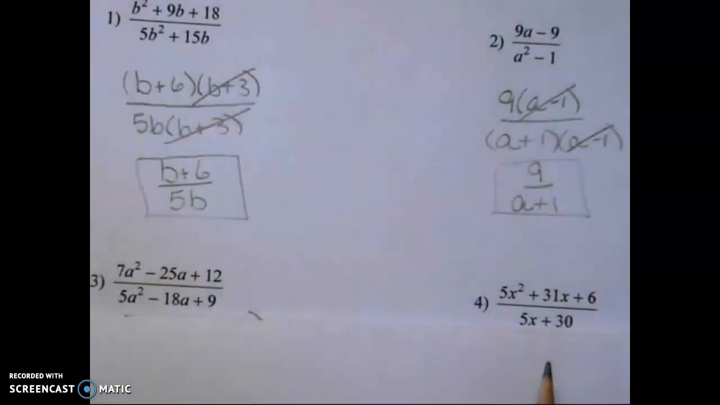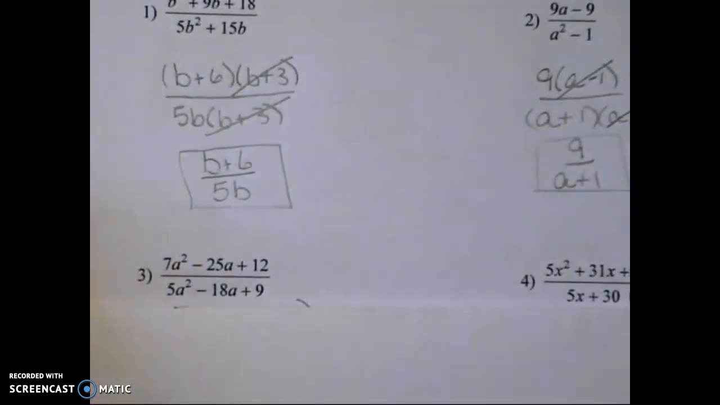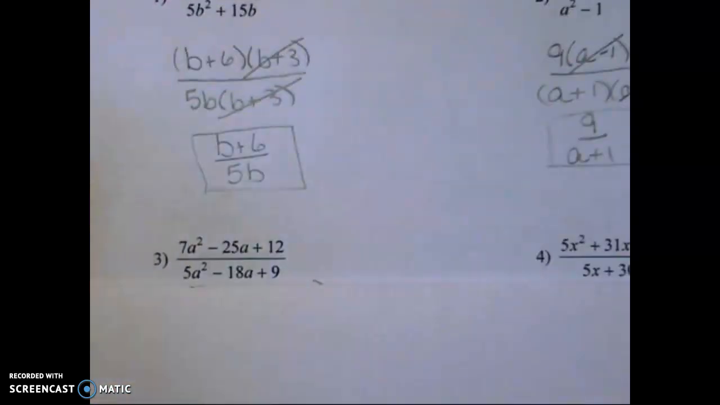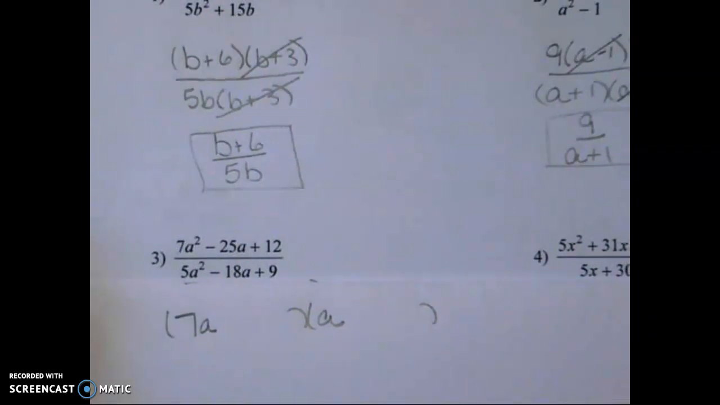Number 3, I'm seeing this leading coefficient of 7, but we're not going to sweat that. Listen, we're going to factor this number 3. 7a squared factors into 7a times a. Now, if you're not great at this, you can just list your factors of 12. They are 2 and 6, 4 and 3, 1 and 12.